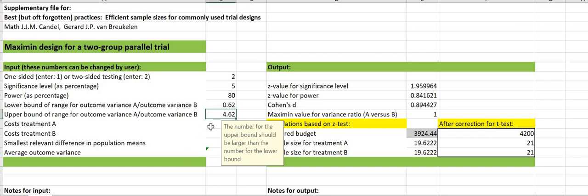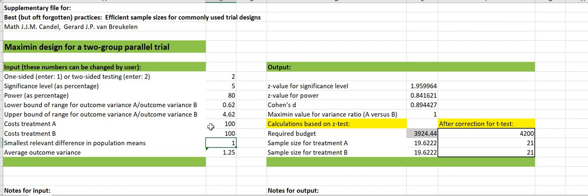The new thing in the calculator is below. It's the cost per participant in Group A and the cost per participant in Group B. So that's new. That's not part of a power calculation. I'm going to go over in a second why that's here and how useful that is. Next one is the relevant difference in population means in the actual measurement of the variable. And the last one is a measurement of outcome variance.